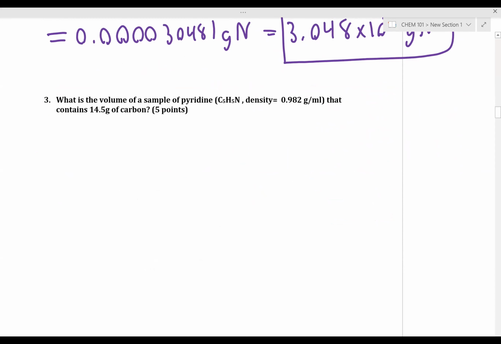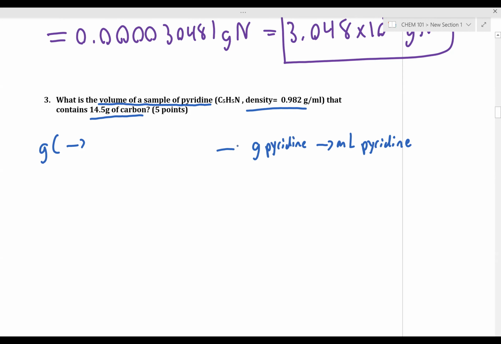So I'm asking what is the volume of a sample of pyridine that contains 14.5 grams of carbon? So we're going from grams of carbon, and in the end, we want to report the milliliters of pyridine. Now, how do I report volume? If I'm given the density, where am I going to get the volume of pyridine from? Yes, exactly. So density allows us to convert between mass and volume. So we're going to consider the grams of pyridine.